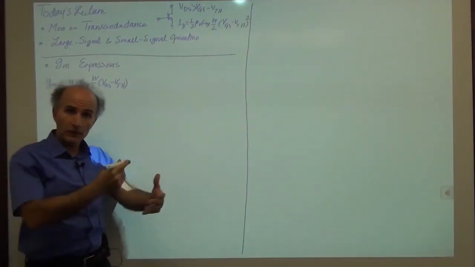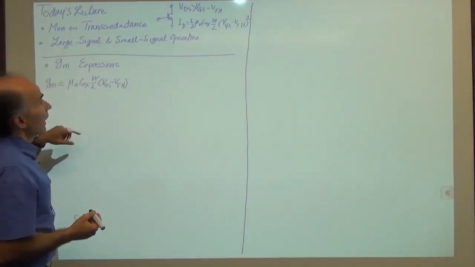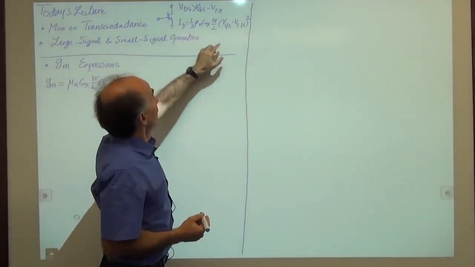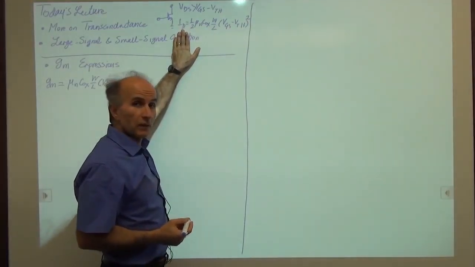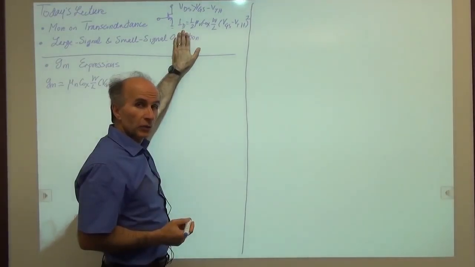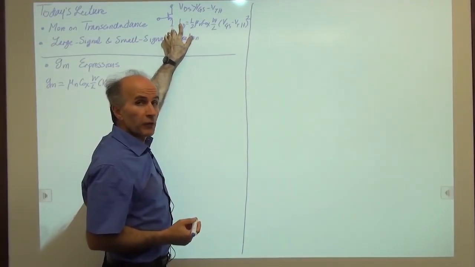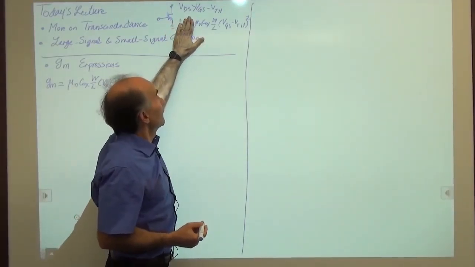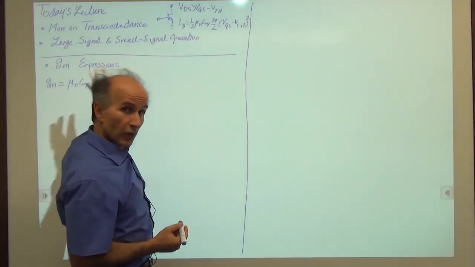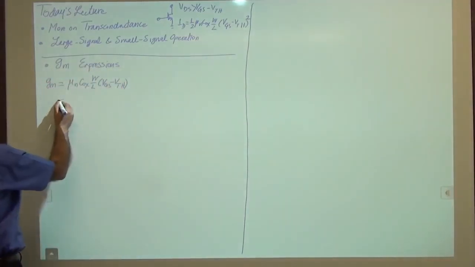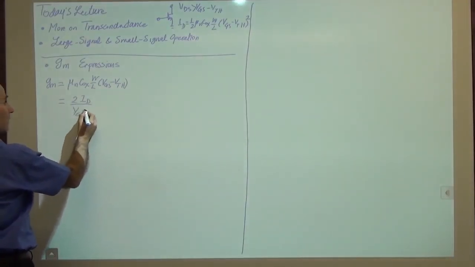But there are other manipulations that we can perform to obtain other types of expressions. For example, if I divide both sides of the current equation by VGS minus VTH and multiply both sides by 2, on this side I have 2 times ID over VGS minus VTH. And on this side, I have mu n Cox W over L times VGS minus VTH, which happens to be GM. So GM is also equal to 2ID over VGS minus VTH.